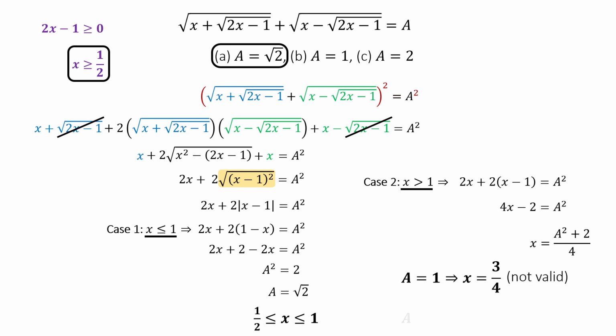Now for a equals 2, x equals 3 over 2. This is greater than 1, so it is a valid solution. The final solution is: for a equals root 2, x is between 1 over 2 and 1. For a equals 1, there is no valid solution, and for a equals 2, x is 3 over 2.